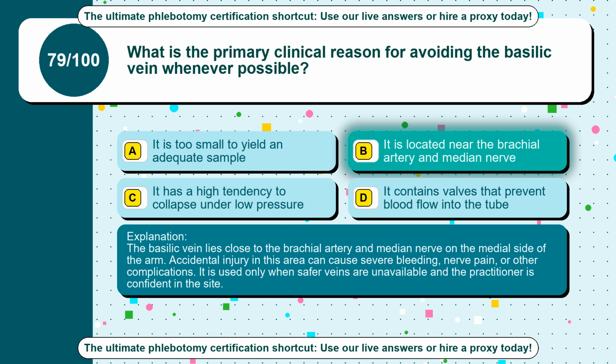The basilic vein lies close to the brachial artery and median nerve on the medial side of the arm. Accidental injury in this area can cause severe bleeding, nerve pain, or other complications. It is used only when safer veins are unavailable and the practitioner is confident in the site.